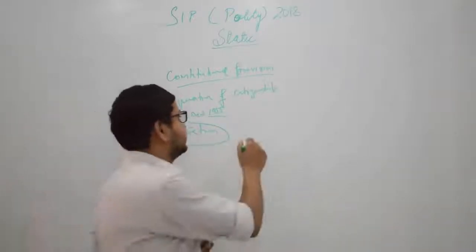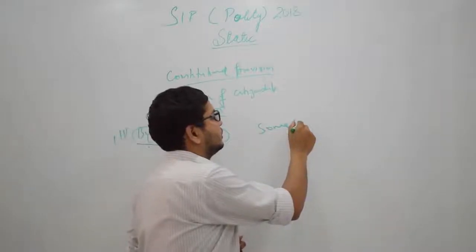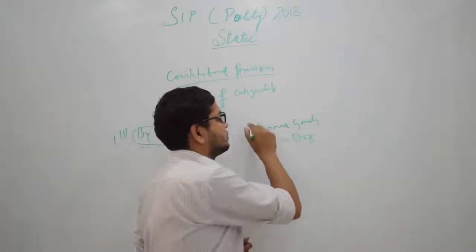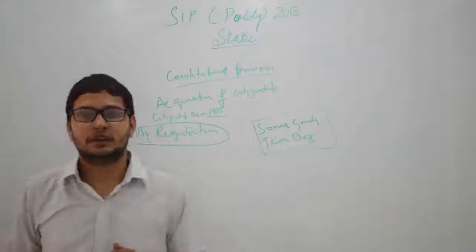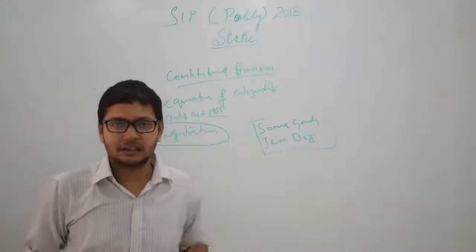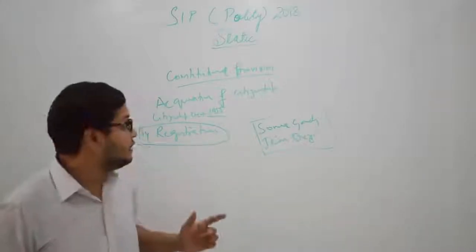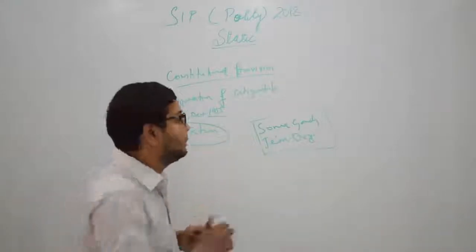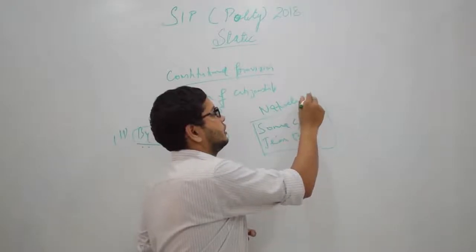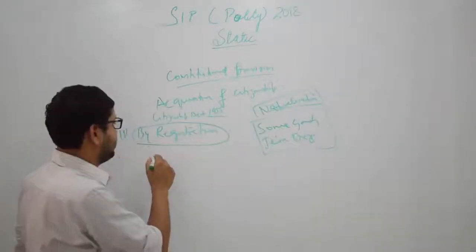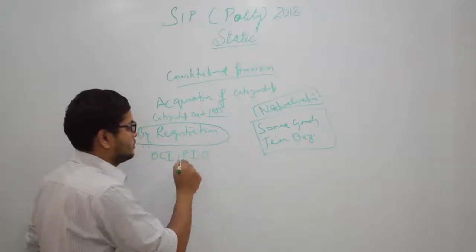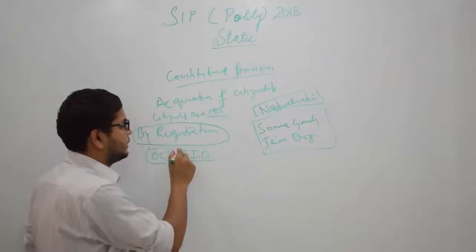Compare it with Sonia Gandhi or Jean Grace. They were never citizens of India. They were born in Italy, they were Italian citizens. For them, if they get citizenship, that matter would be naturalization. So this method, registration, is for people of OCI or persons of Indian origin.